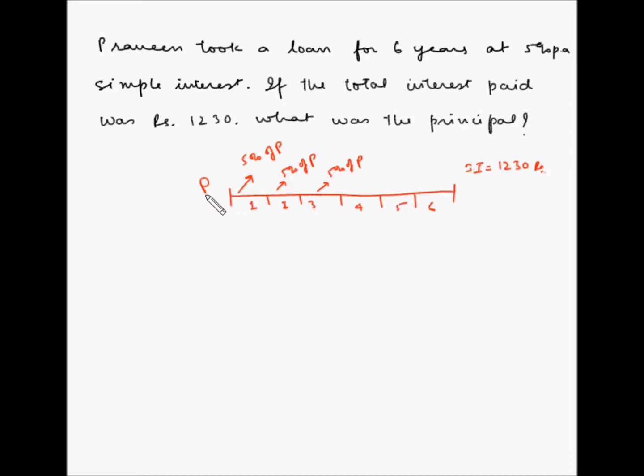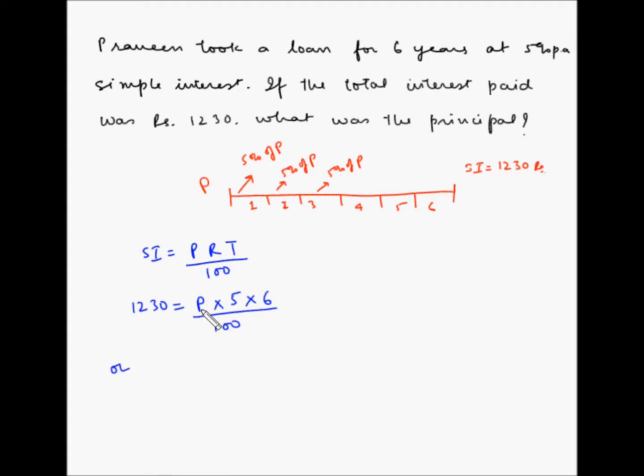So what is the principal amount which will give an interest of 1230 rupees after 6 years at 5% simple interest? So here we know that simple interest is equal to principal multiplied by the rate multiplied by the time frame divided by 100. So simple interest is 1230, which is equal to the principal, which is unknown, and let's denote it by P, multiplied by the rate of interest per annum, which is 5, multiplied by the time frame for which the loan has been given, which is 6 years, divided by 100.